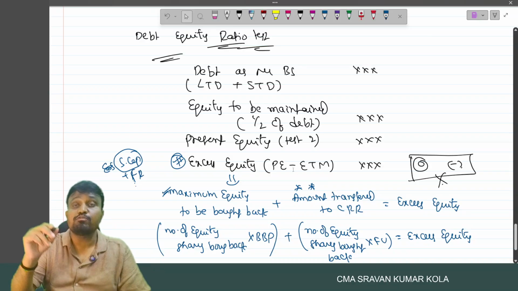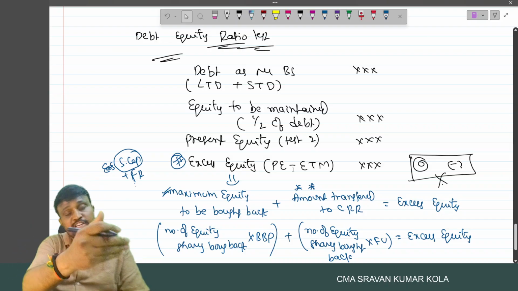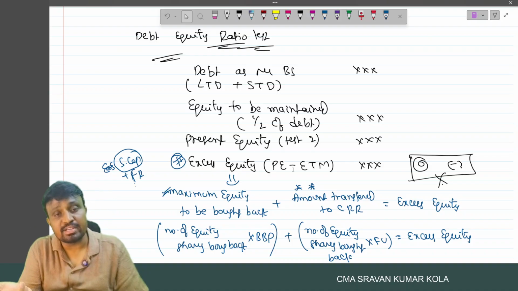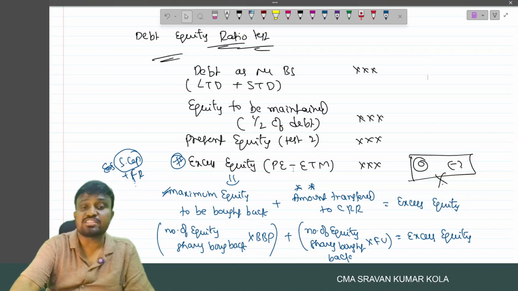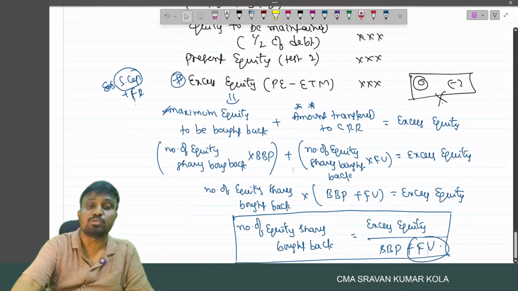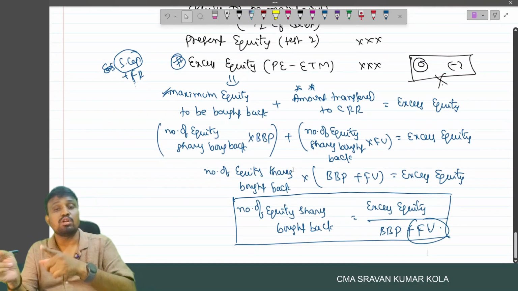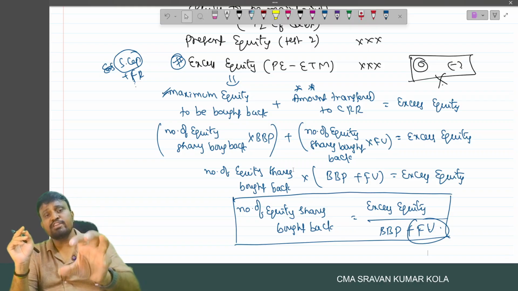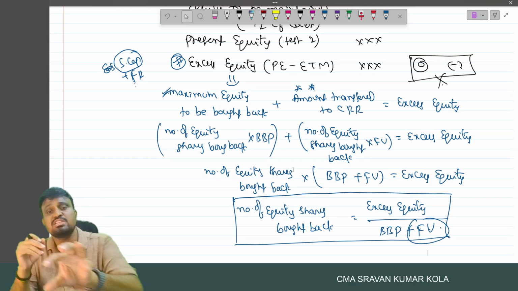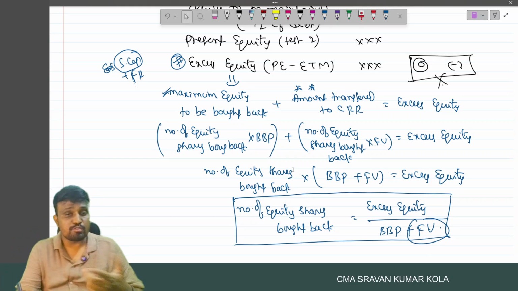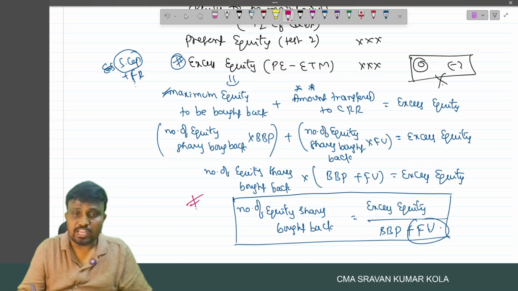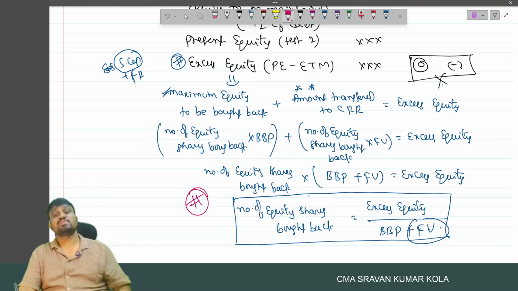And equity to be maintained is half of the debt. Present equity, we take from the resource test. Excess equity is present equity minus equity to be maintained. So excess equity represents the maximum equity to be bought back plus amount transferred to CRR. Number of equity shares bought back into buyback price plus number of equity shares bought back into face value. If you solve it, number of equity shares bought back is excess equity by buyback price plus face value.